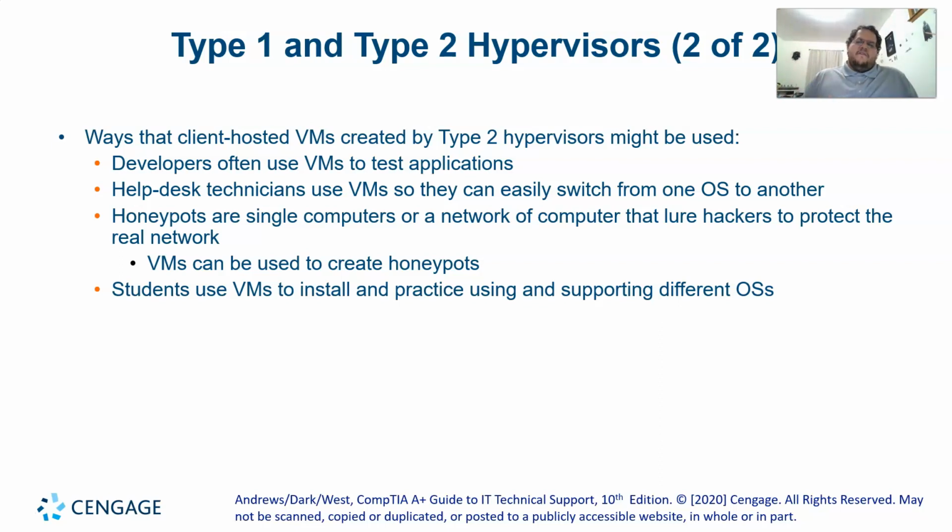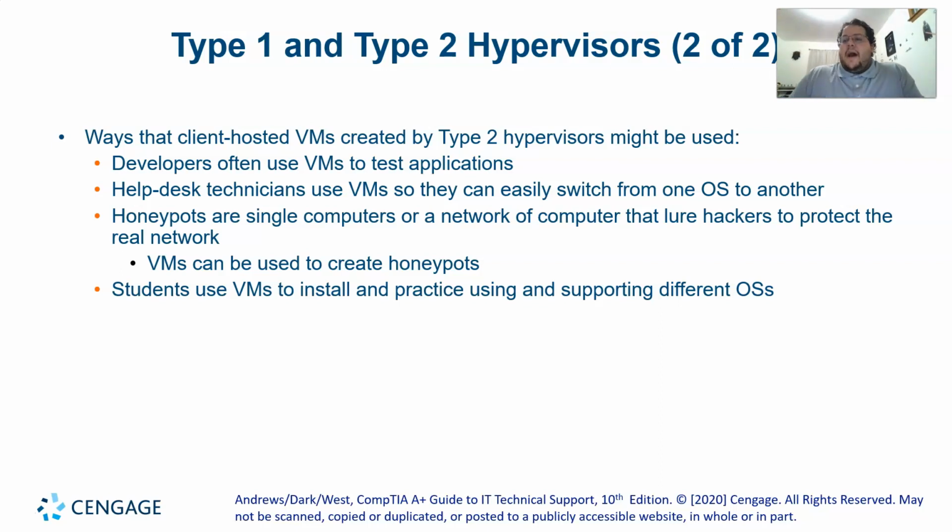Type 2 is more of a client-side host, where I want to develop an app on Linux, but I have a Windows machine. I install VirtualBox and install my Linux on it. I have it right here, plus I have my Windows, so I could go back and forth.